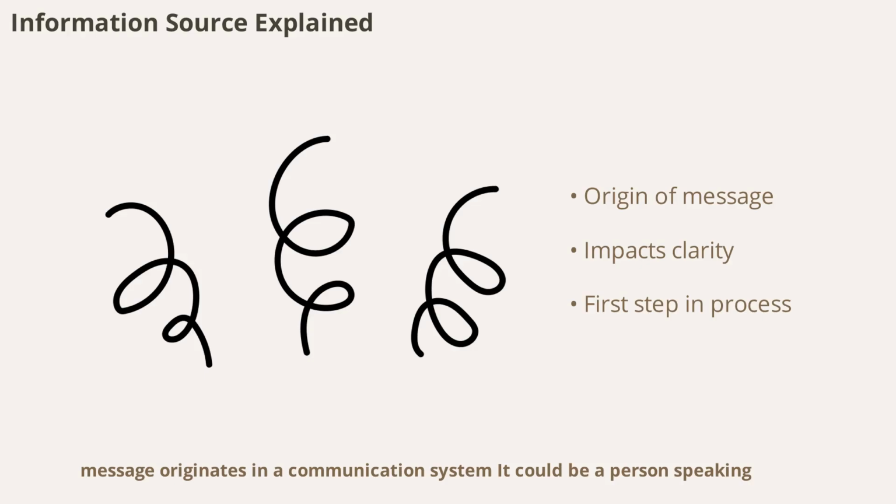Information source is where the message originates in a communication system. It could be a person speaking, a computer sending data, or a sensor collecting measurements. The quality and clarity of the information source directly impact the effectiveness of the entire communication process. Ensuring a reliable and accurate source is the first step toward successful communication.